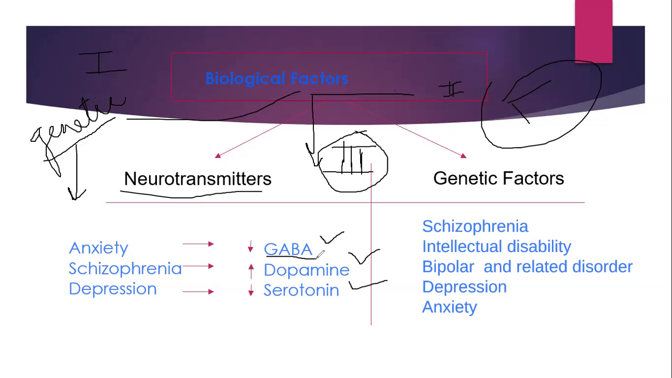Do you know what GABA stands for? Anyone? Nobody knows? Okay. GABA stands for gamma aminobutyric acid. Gamma, amino, butyric acid. So this is one of the neurotransmitters that is released in your brain, in your body.